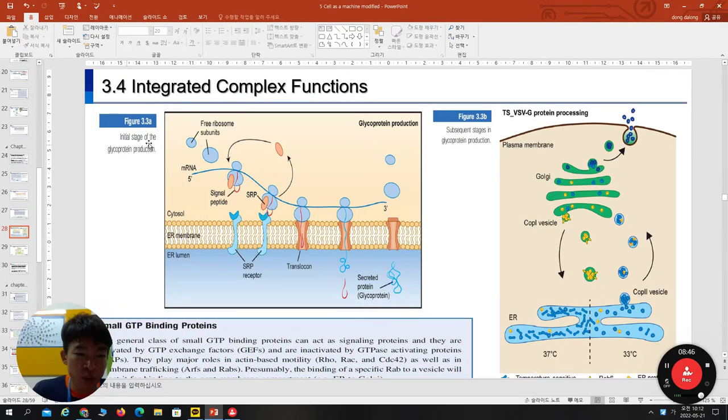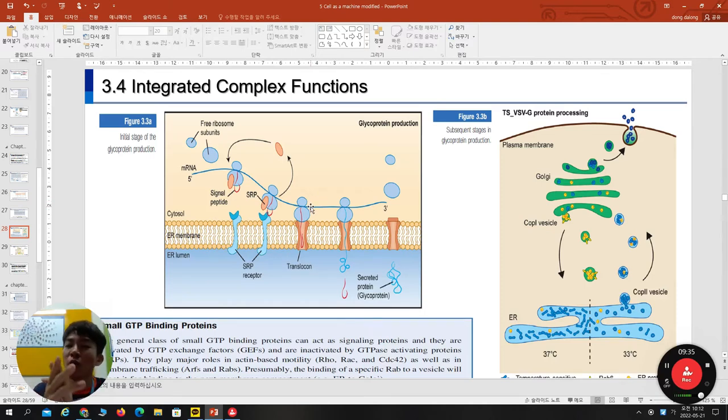So we can observe this initial stage of glycoprotein production. Free ribosome here, mRNA there, translate to the protein. Okay, and then now the secretory protein can be provided here. So the compartments, let's say the ER membrane, ER cytoplasm, and free ribosome subunit, are integrating with each other. Even though they are single compartments, some other functions are interplaying with each other. Okay, so here they mentioned they want to focus on how they are integrating with each other to have complex function.